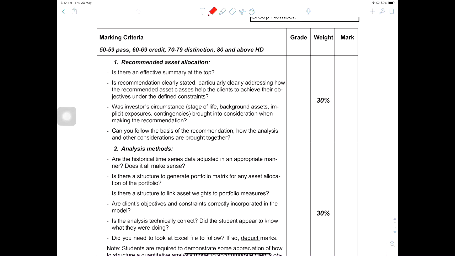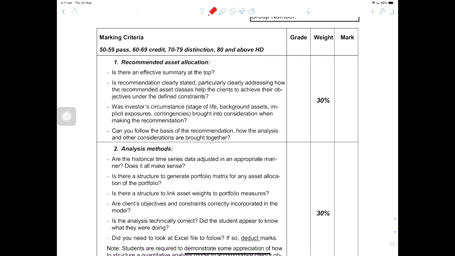Like, is there an effective summary at the top? That's probably what the investor will be more interested in. And then is the recommendation clearly stated? Do they clearly address how the recommended asset classes help the client to achieve their objectives under the defined constraints? So that means that you have output from your asset allocation approach, like this percentage, and you have to explain why this asset allocation helps to achieve the investor's objectives and constraints, not just hitting the percentage target.